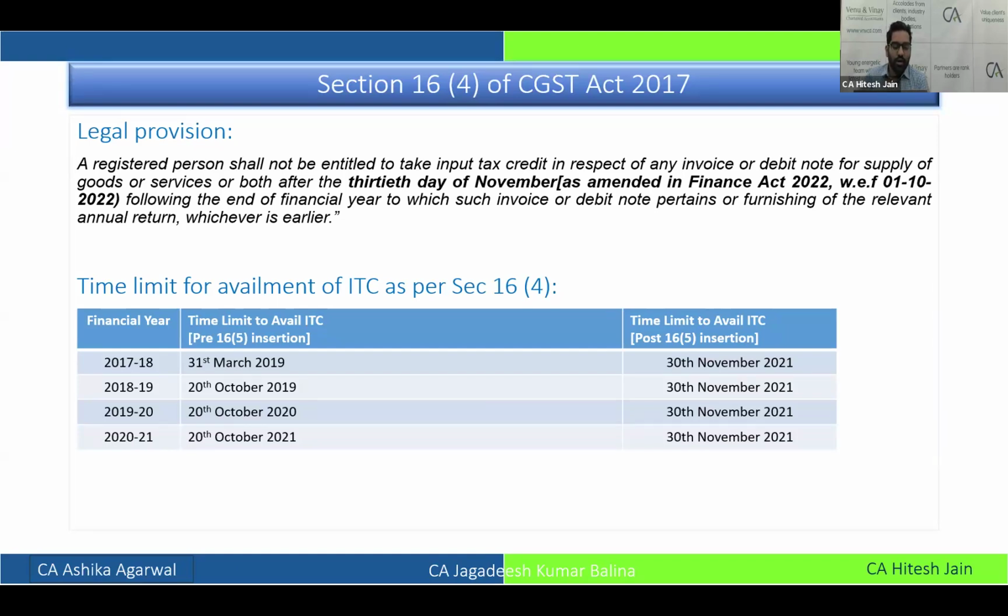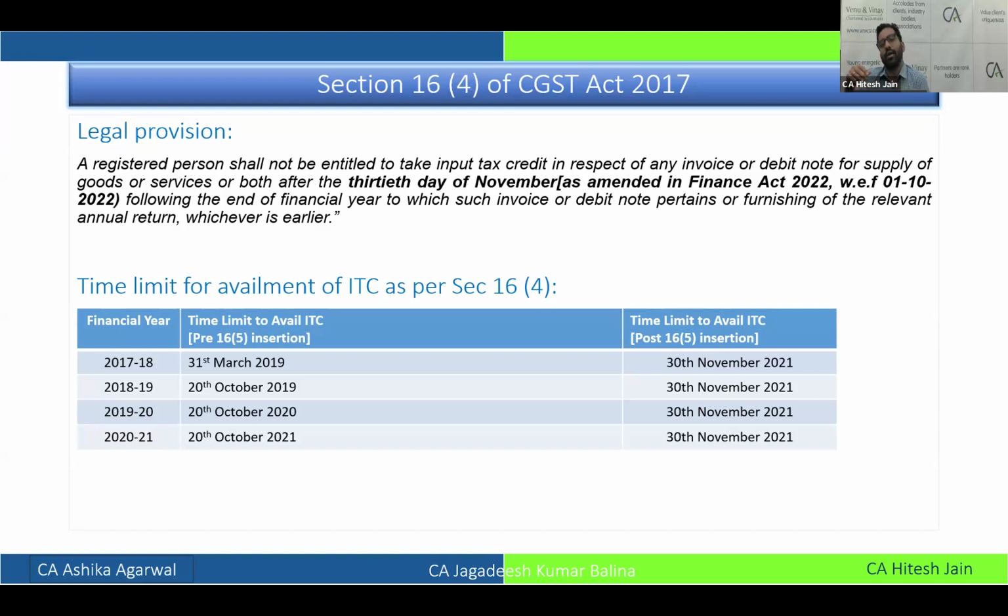Now, let us see what are the time limits for the first 4 financial years, which have been given benefit in section 16 subsection 5. Actual time limit for claiming such ITC: for the financial year 17-18, specifically in the proviso to section 16 subsection 4, they had extended the time limit till 31st March 2019. For all the 3 subsequent financial years, as you would see, it is the due date of filing return under section 39 for the month of September.